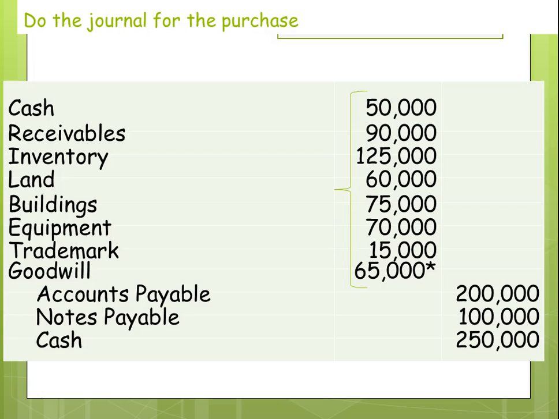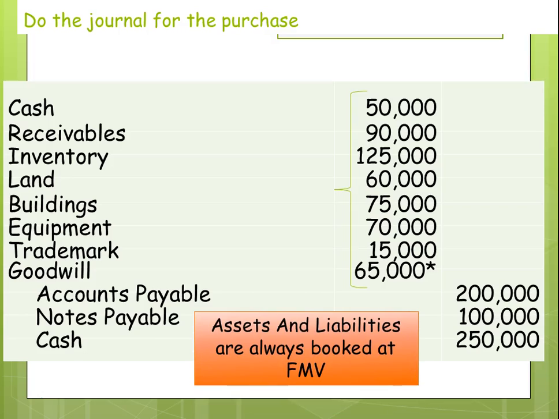Now, this is our journal entry for this. And again, the assets and liabilities are always booked at fair market value. So this would be our journal entry, and we book the goodwill. And this is the journal entry that we made if we were dissolving the company and rolling it into ours.